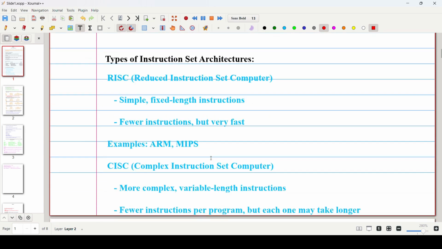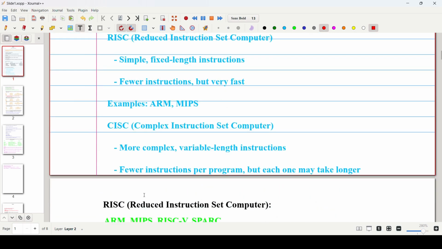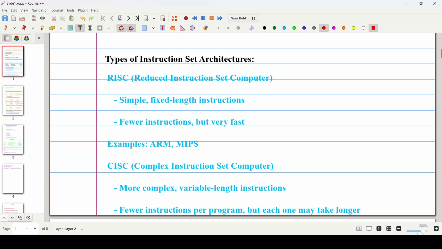Mainly there are two types of ISA. The first one is the RISC architecture, and the second one is the CISC architecture. I will not cover the details in this video because otherwise the video would get too long. I will cover the instruction set architecture in further videos. Here let me give you a brief about both of them.